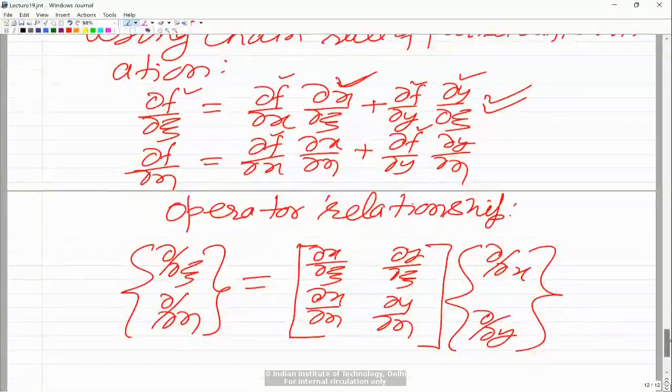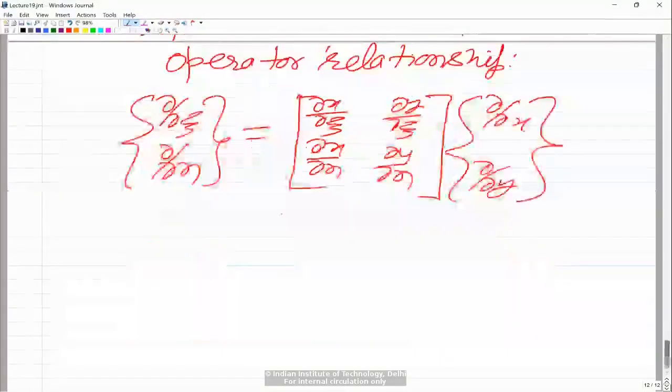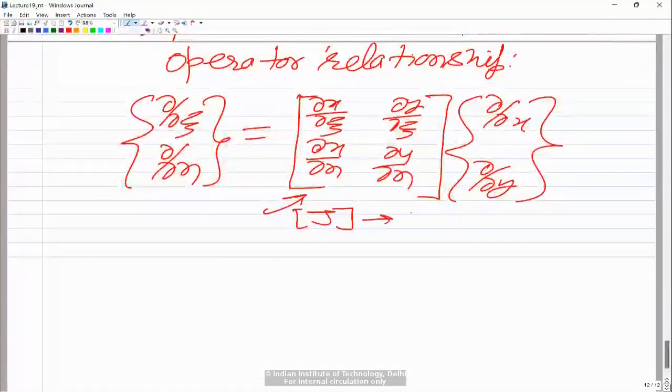Now this is known as the operator relationship, the derivative operator relationship, and this particular matrix is known as J. That is the Jacobian matrix. We call it the Jacobian. Today I am introducing many concepts, so you have to be a bit attentive.